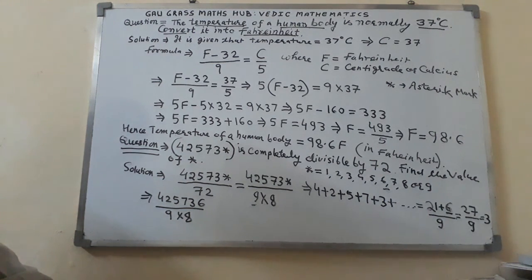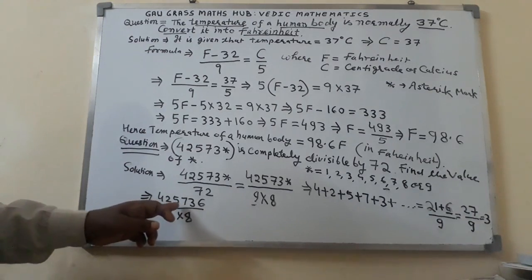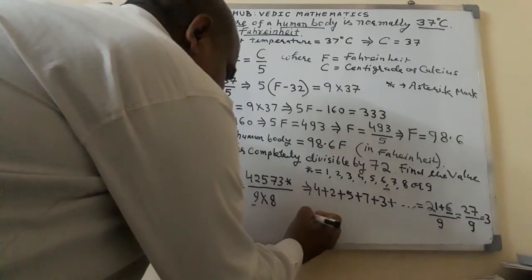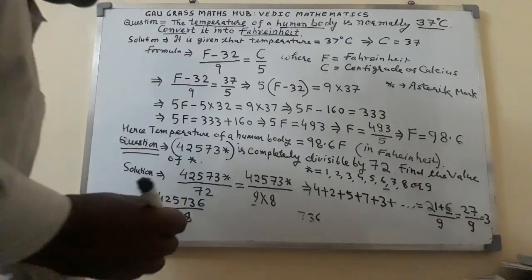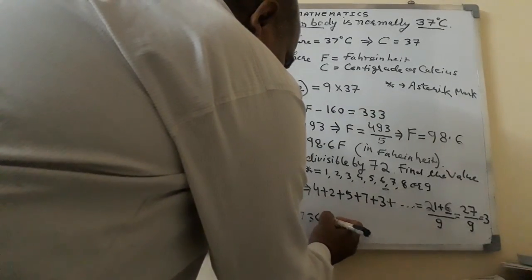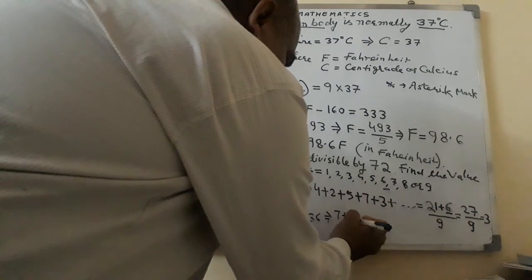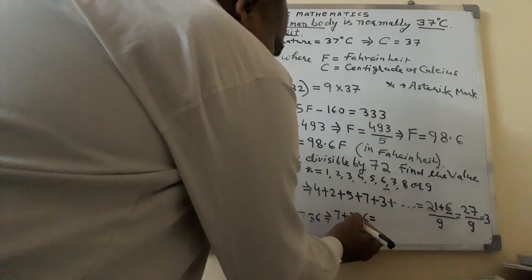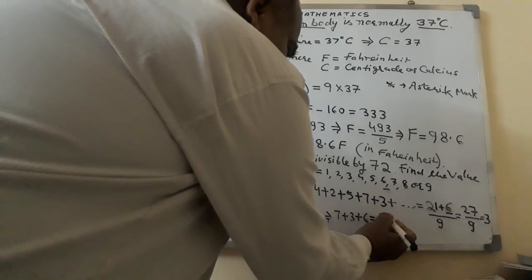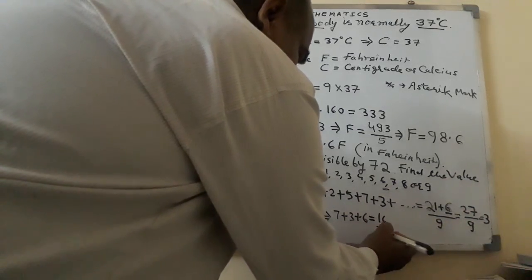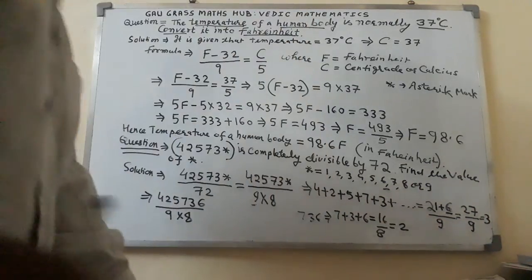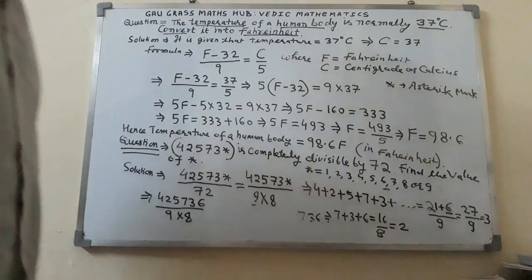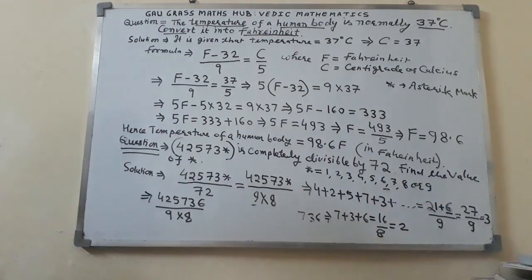And the divisibility rule of 8 says the last three digits, 736, implies that 7 plus 3 plus 6: 7 plus 3 is 10, 10 plus 6 is 16. 16 is easily divided by 8. This means that the divisibility rule of 8 is also verified. That's why the correct answer will be here.